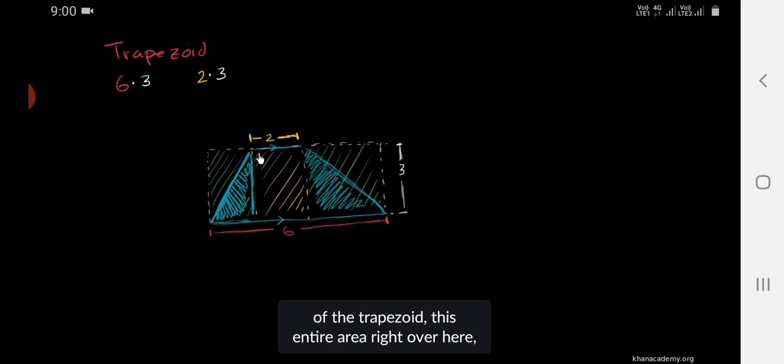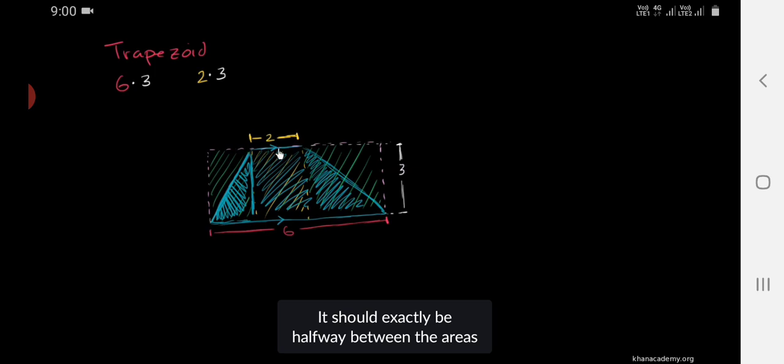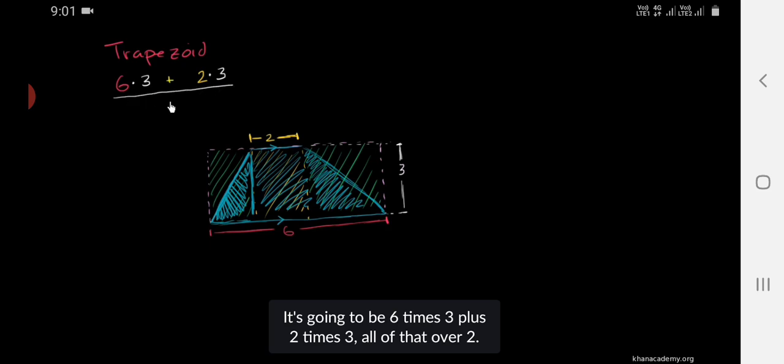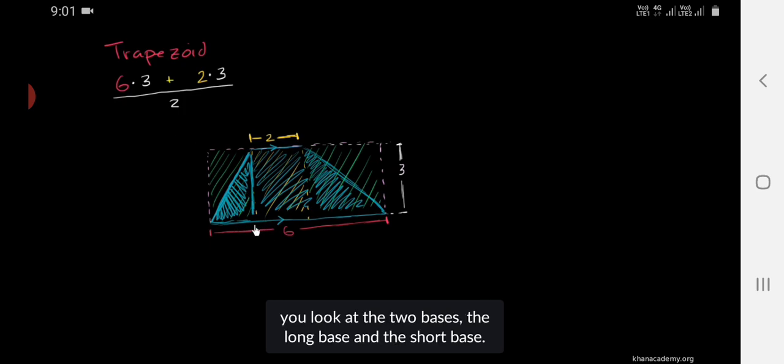that the area of the trapezoid, this entire area right over here, should really just be the average. It should exactly be halfway between the areas of the smaller rectangle and the larger rectangle. So let's take the average of those two numbers. It's going to be 6 times 3 plus 2 times 3, all of that over 2. So when you think about an area of a trapezoid, you look at the two bases, the long base and the short base. Multiply each of those times the height, and then you could take the average of them.